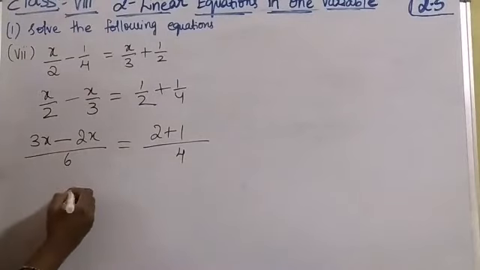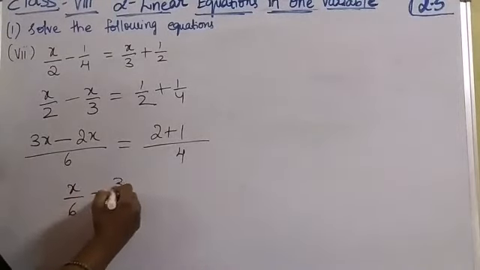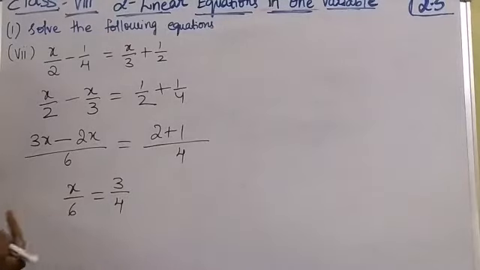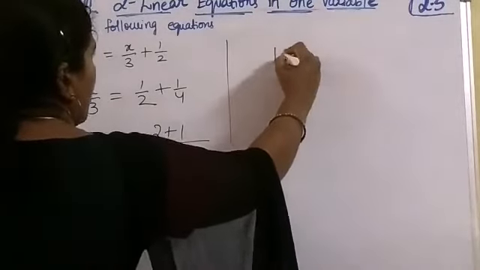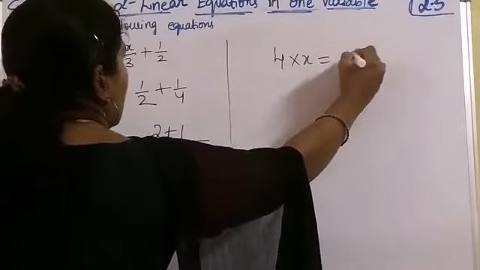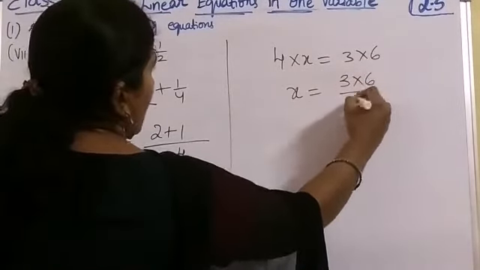Now 3x minus 2x is how much? X. X/6 equal to 2 plus 1 is how much? 3. 3/4. Now what is the next step? Here we have to take the cross multiplication, right? So you get 4 into x equal to 3 into 6. So what is x here? 3 into 6 by 4.